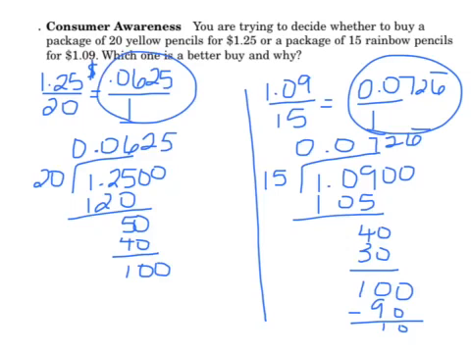So now we're going to compare these, what it costs per pencil. And we're looking for the better buy. We're looking for the cheaper one. This one would be the better buy because it's a little bit cheaper. Not by much, but a little bit cheaper. So this would be the better buy. And the reason why is because the cost per pencil is less than the price per pencil for the 15 pack. So that's ratios and rates.